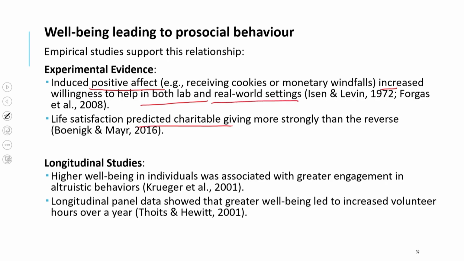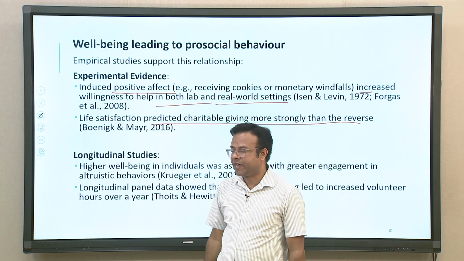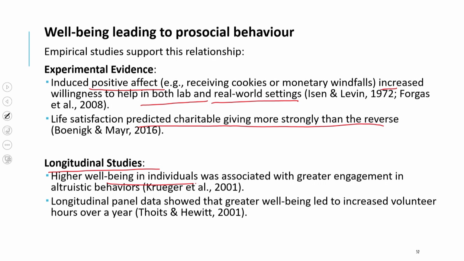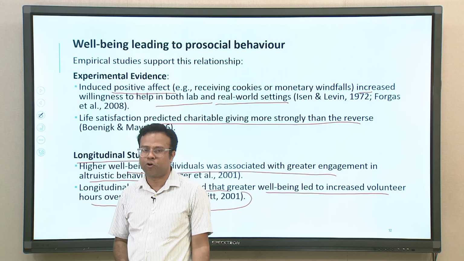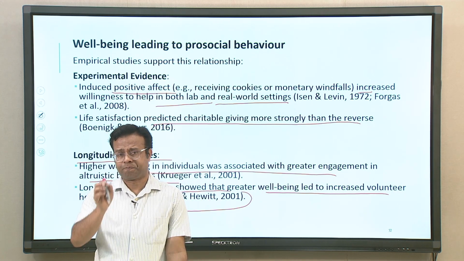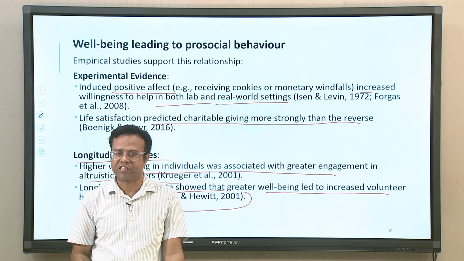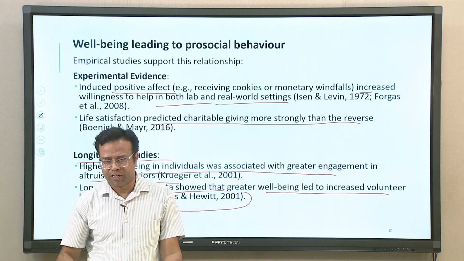Life satisfaction predicted charitable giving more strongly than reverse. So, people who are more satisfied with their life are more likely to engage in charitable actions and so on. Even some longitudinal studies show that higher well-being in an individual was associated with greater engagement in altruistic behavior. Longitudinal panel data also showed that greater well-being leads to increased volunteer hours over a year and so on. So, these experimental and longitudinal studies show that when people experience more indicators of well-being like happiness and satisfaction, it may actually promote their prosocial behavior.